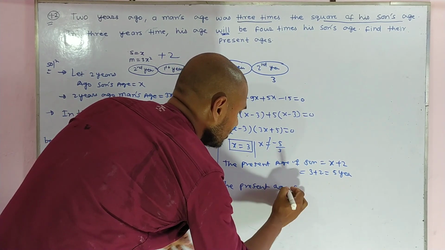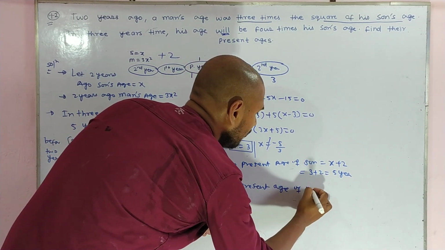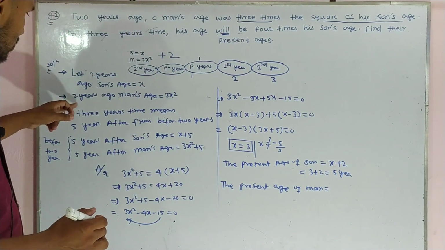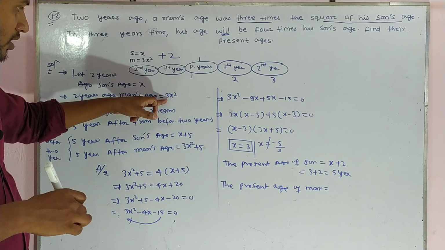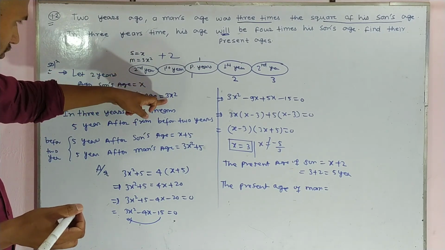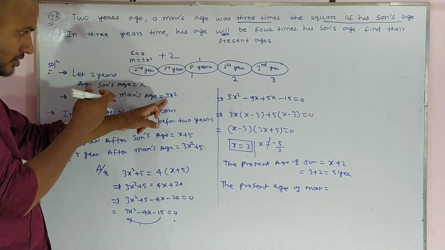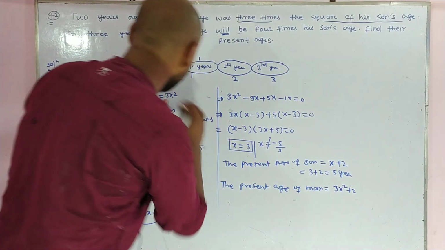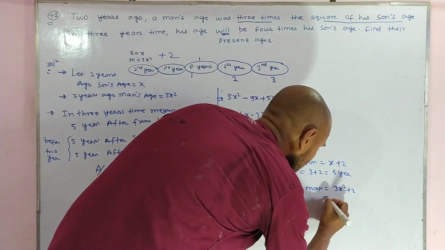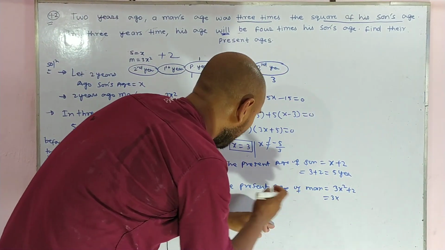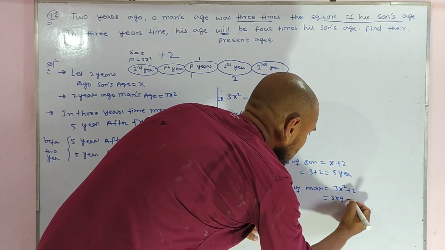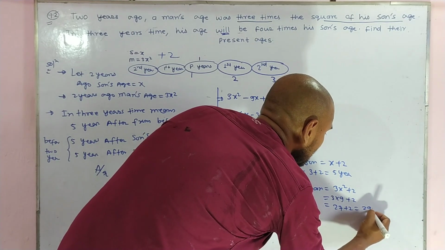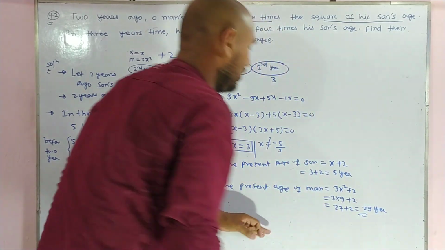The present age of man is the age 2 years ago, that is 3x square, plus 2. So it becomes 3 into the value of x, 3 3s are 9, that is 27 plus 2, and it becomes 29 years. I hope you are able to follow me.